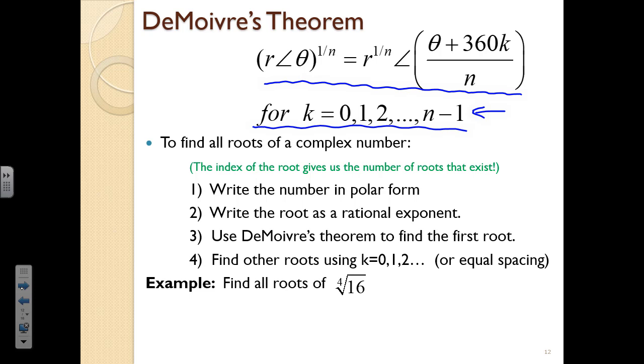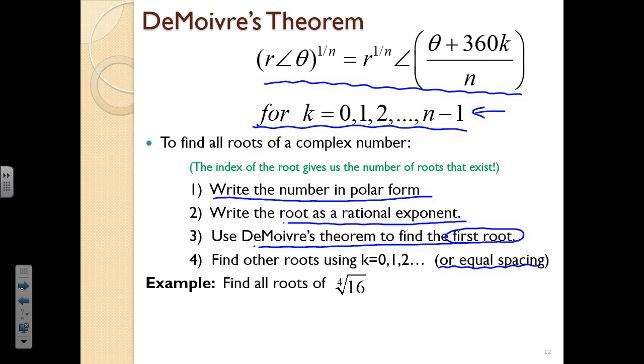Here's what we do to find all the roots of a complex number. First of all, we write the number in polar form. Then we change the root into a rational exponent, just like we did a minute ago. We use de Moivre's theorem to find the first root. If we can just get one of them, we've got a foothold. And then we find all the other roots using equal spacing. So let's do this right now.